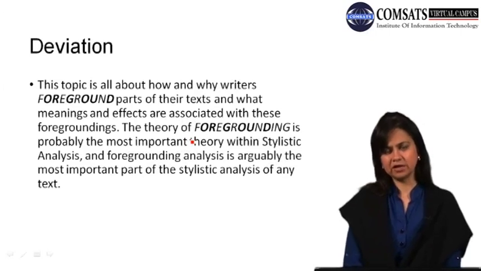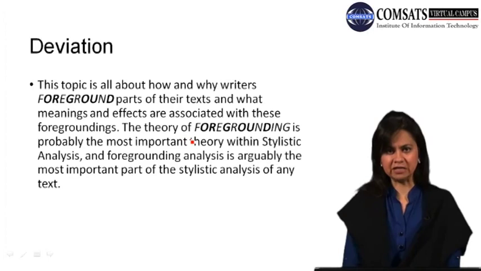Now, firstly, the very idea of foregrounding and how it encompasses within it a sub-concept, that of deviation. As we know, foregrounding is bringing something to the forefront, making an idea prominent. And how an idea is made prominent in a writing is, of course, through certain techniques and devices employed by the writers that bring that object or thing to the forefront, while the rest of the writing and concepts recede into the background. So today, we will look at how writers foreground parts of their literary writing and what effects these foregrounded features produce, and within the theory of foregrounding, how the idea of deviation is embedded and is utilized or exploited by the writers.